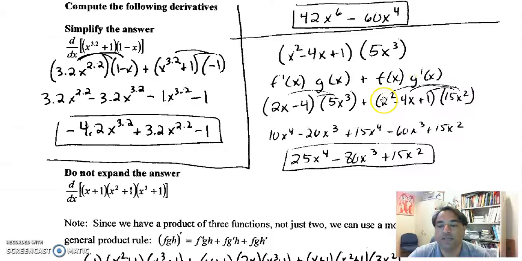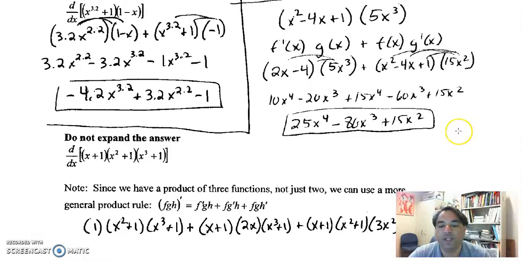15x squared times x squared is 15x to the 4. 15x squared times minus 4x is minus 60x to the third. And then 15x squared times 1 is just 15x squared. Combine like terms. 10x to the 4 plus 15x to the 4 is 25x to the 4, minus 20x to the 3 minus 60x to the 3 is minus 80x to the 3 plus 15x squared. And that will be your final simplified derivative.